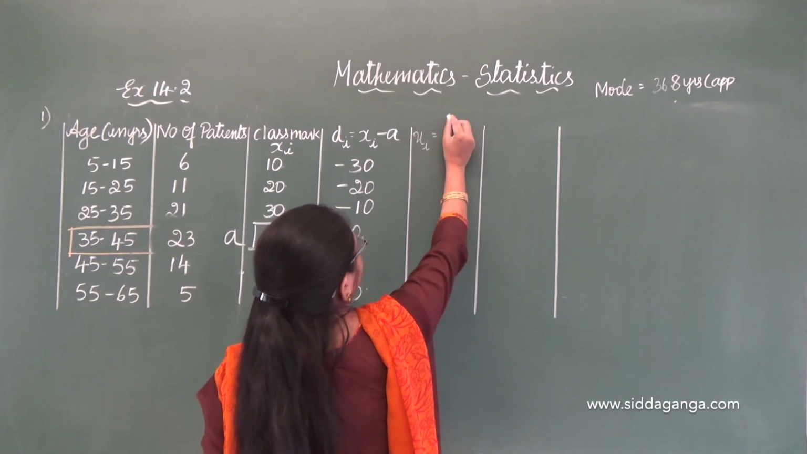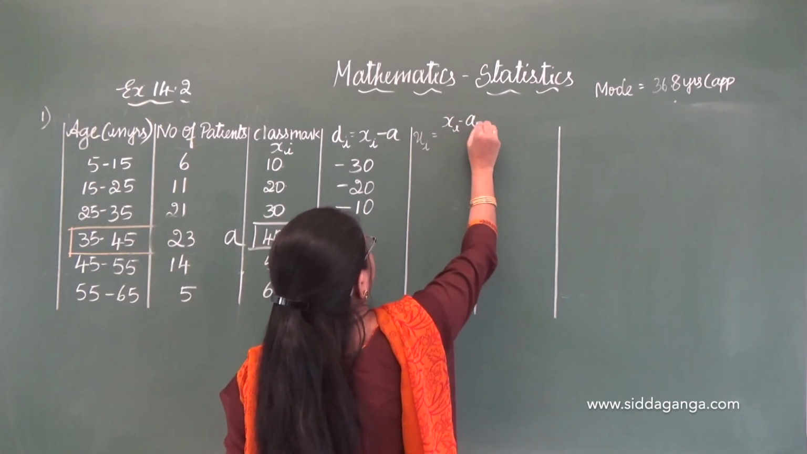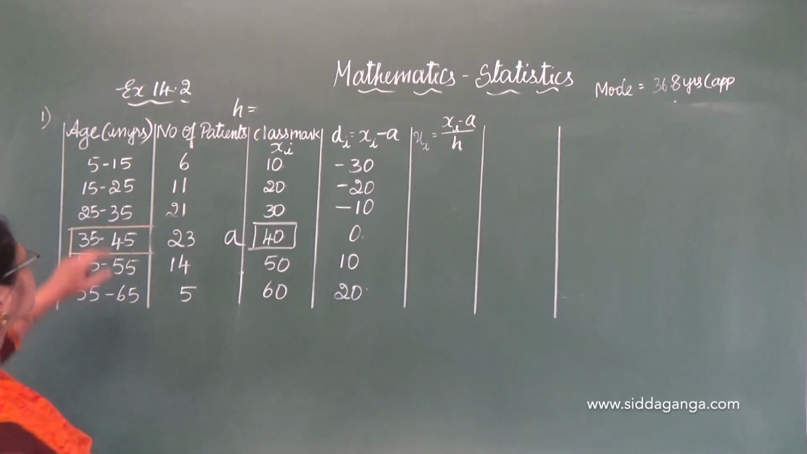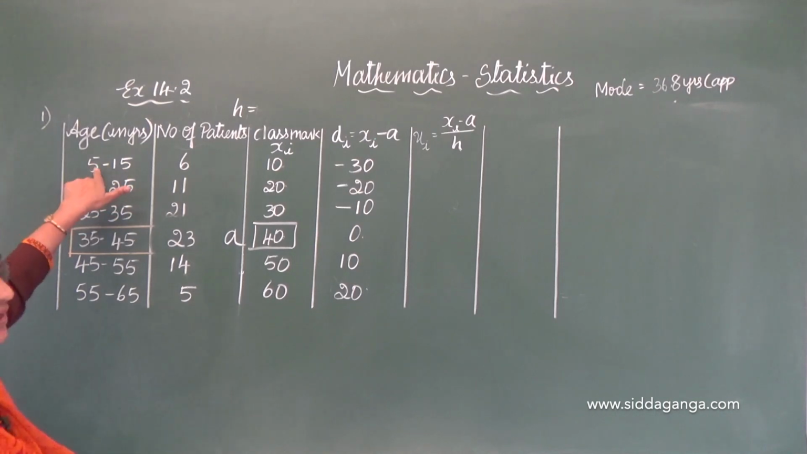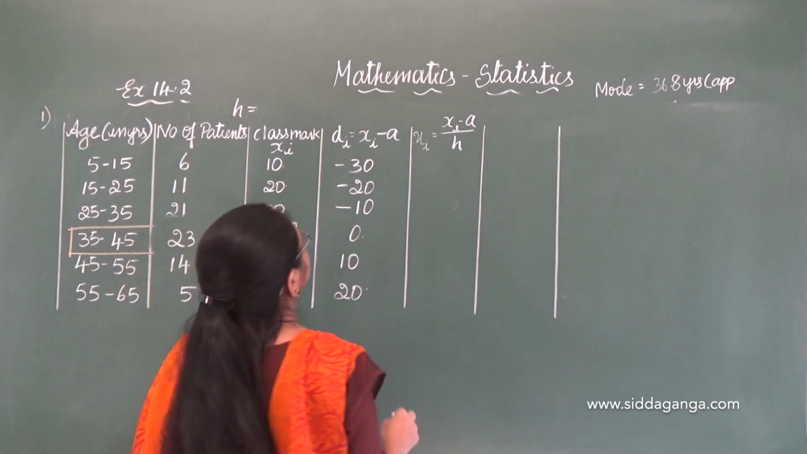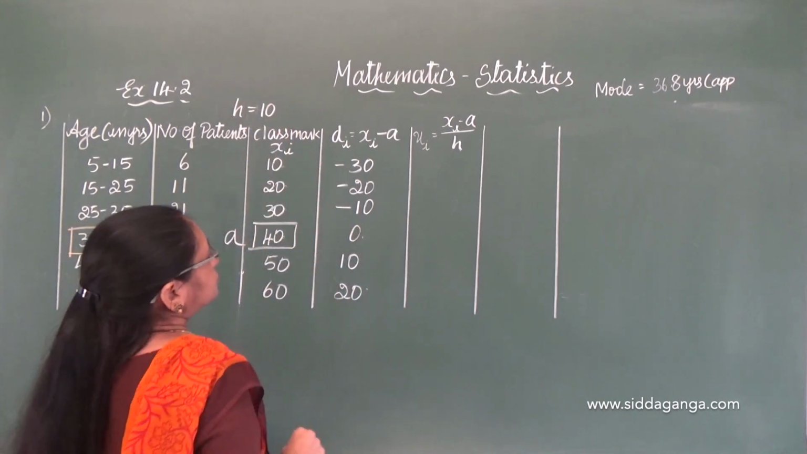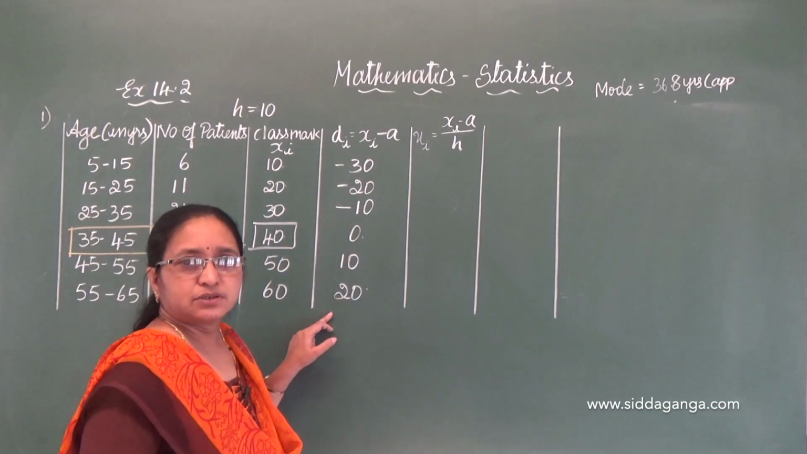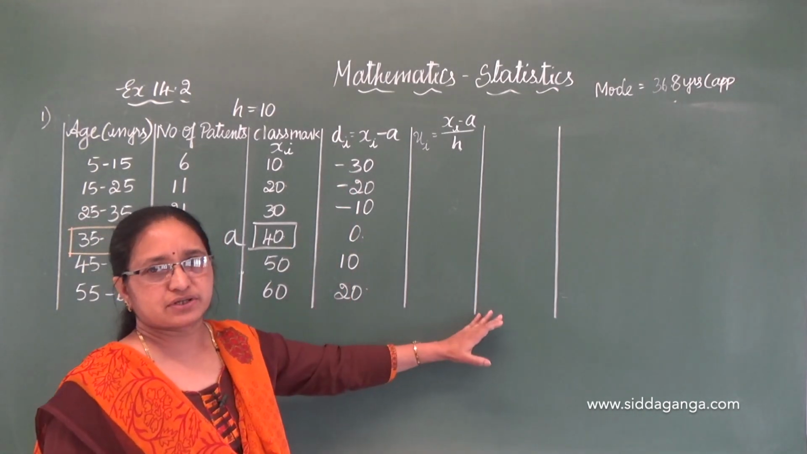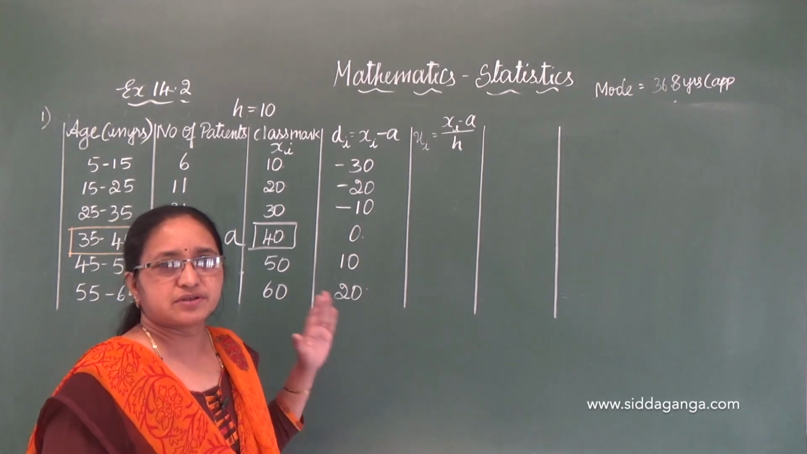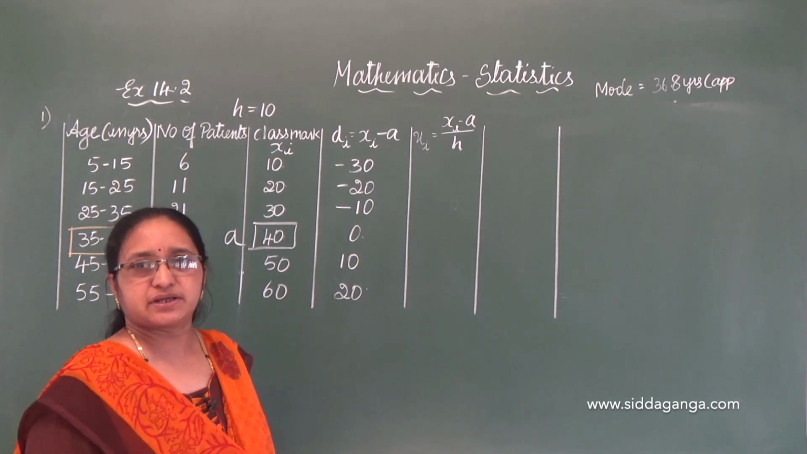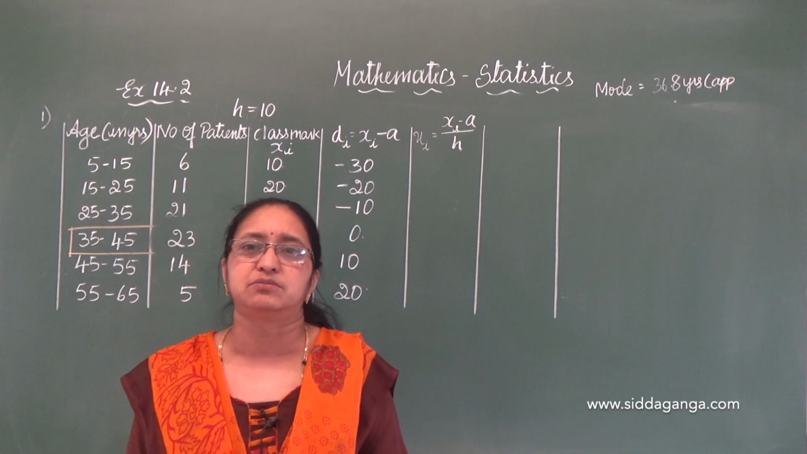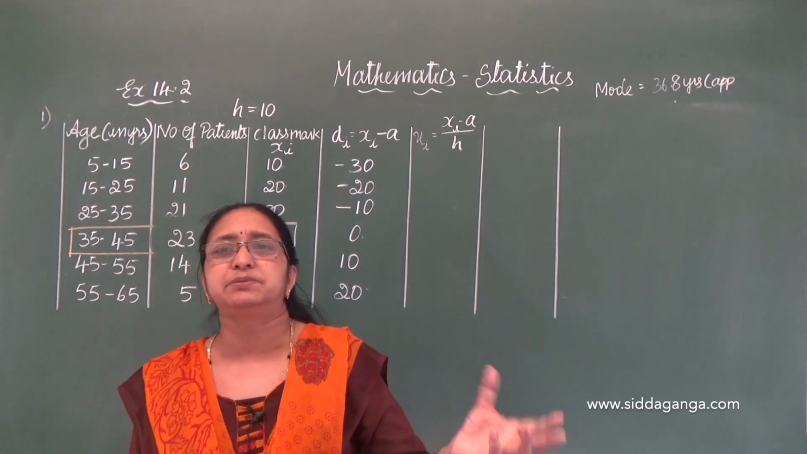You all know how to find xi minus a divided by h. What is h here? h is the class size, that is 10. 15 plus 5, 20 divided by 2, so it is 10. So when you divide by 10, this will be simpler. Which method am I following? The step deviation method to find the mean, because in your textbook, question 14.2, they have asked you to find the mode as well as the mean, just to interpret the results.